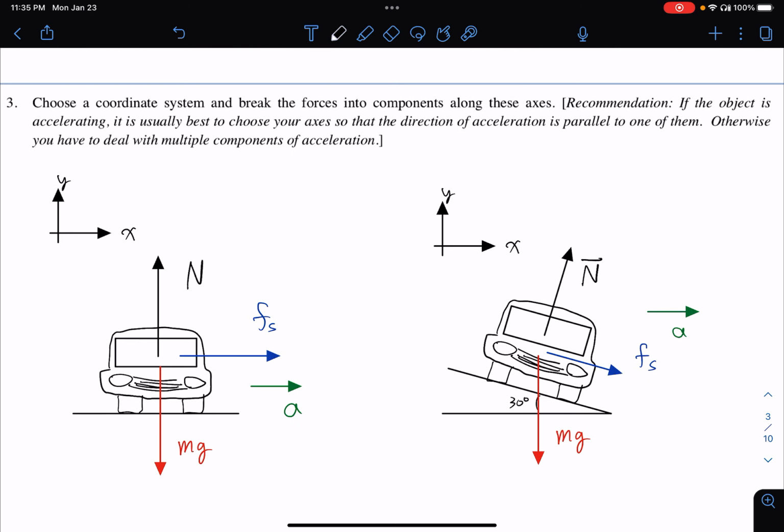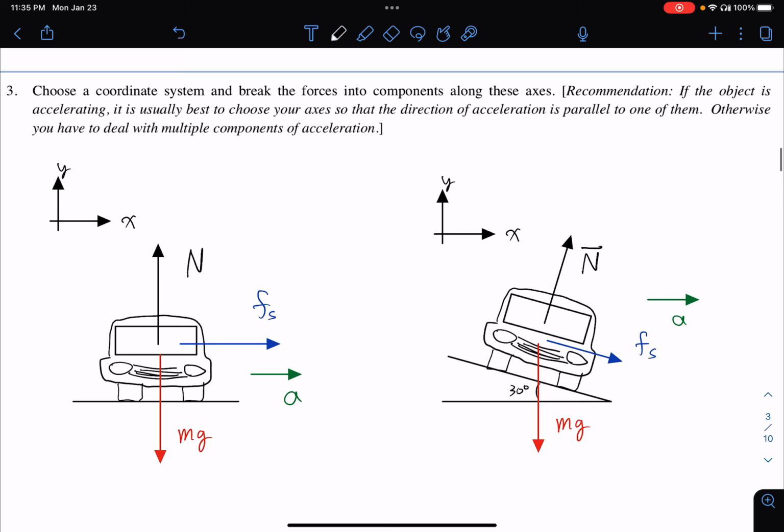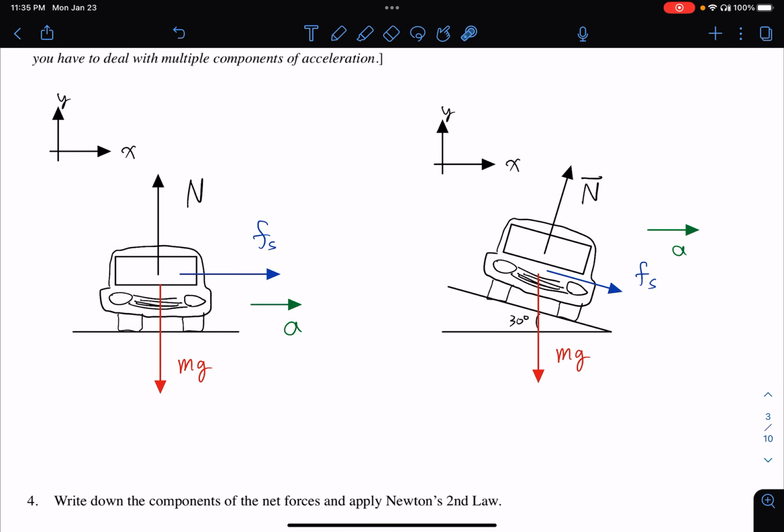Now, let's break the forces into components. In this coordinate system, gravity and normal force are all in the y direction, and they should cancel each other. So they should have the same magnitude in case the car doesn't suddenly fly up or sink down. And the static friction will provide all the force for this acceleration moving toward the x direction. This is for the case with a flat road.